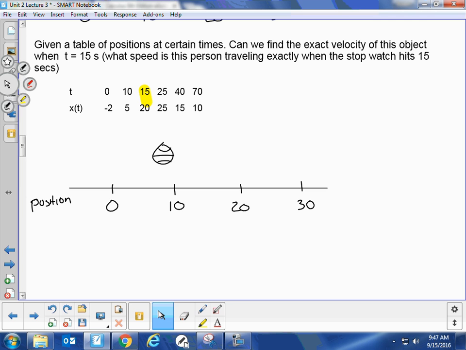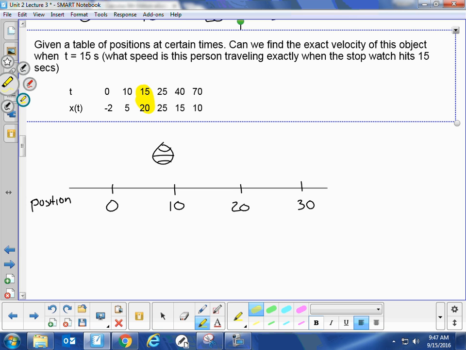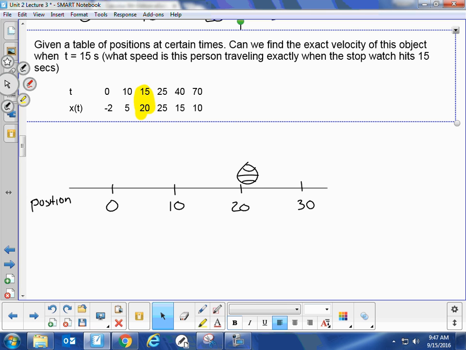Now, remember, I'm given position and I'm given time. Position is just telling me where I'm located at a specific time on my stopwatch. At the 15th second, I'm located at this position 20. Do I know how fast I'm traveling and which direction I'm traveling at that location, just by looking at my information? No, right? Because this is all I'm given. At the 15th second, I'm located here.